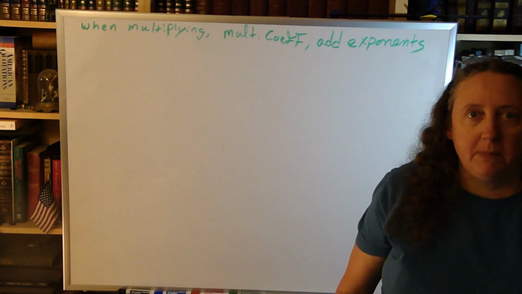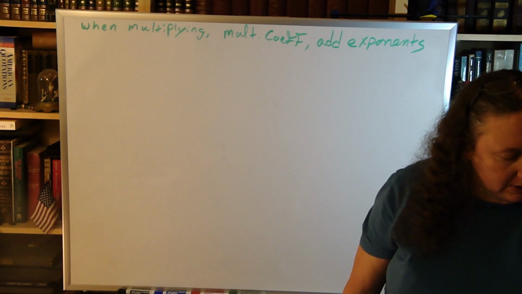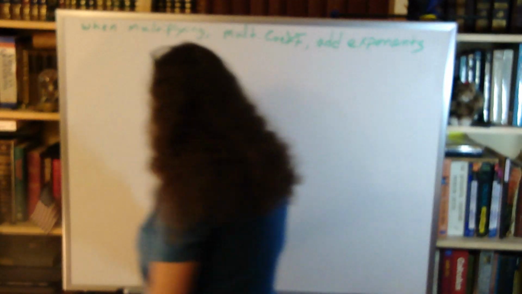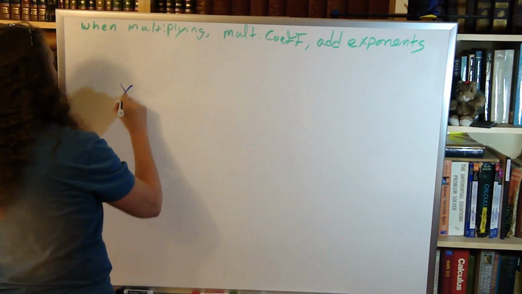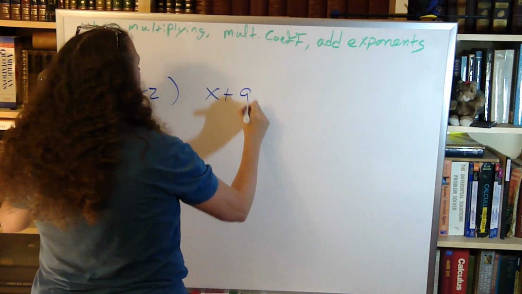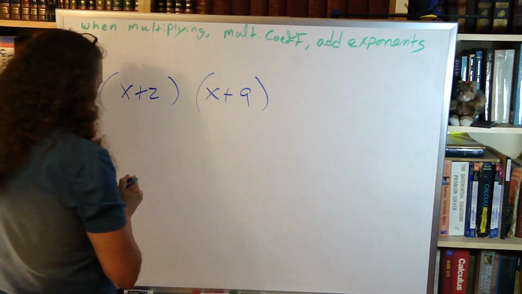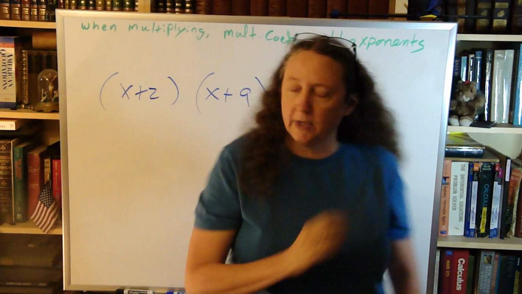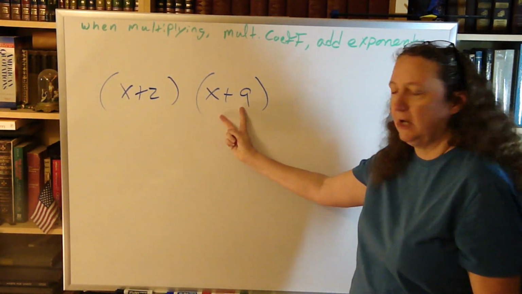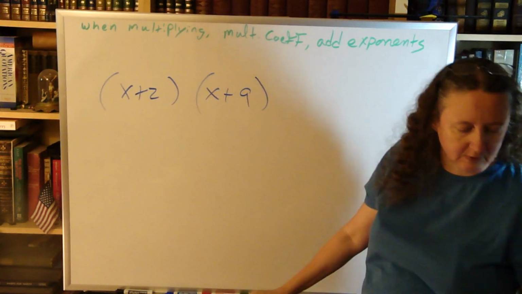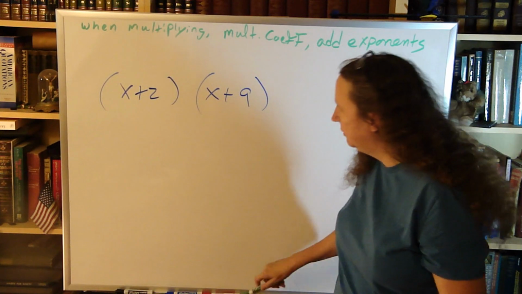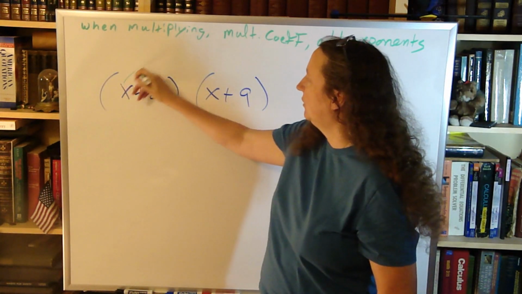When you have a binomial times a binomial, let me write one of these down here for you. X plus 2 times x plus 9. So we have a binomial, 2 terms in it, multiplied by a binomial, 2 terms. So when you have a binomial times a binomial, first thing you're going to do is take that first term times the first term.